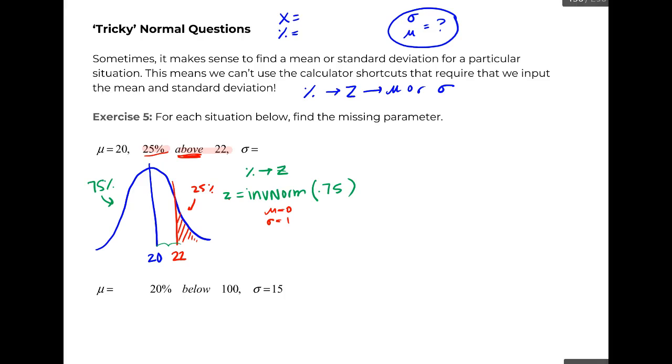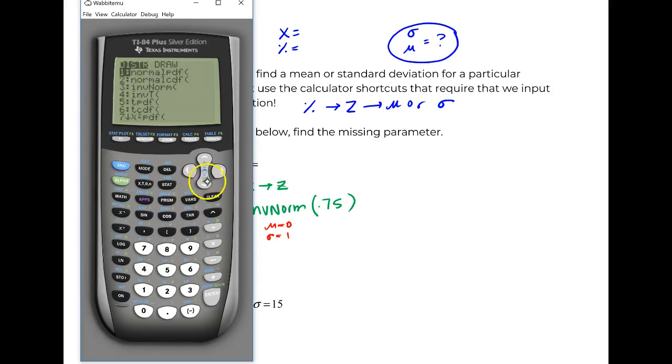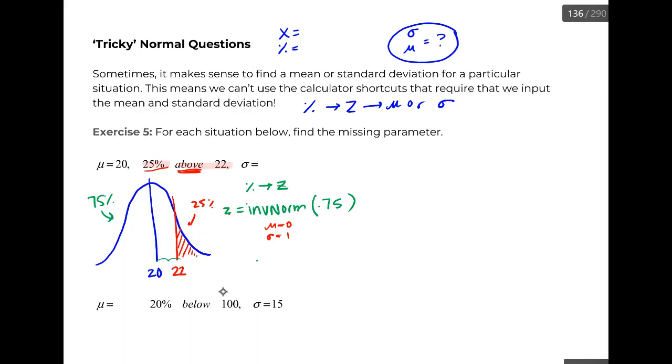So if we do this z-score out, inverse norm, 0.75. We get 0.6745. This is telling us for the underlying normal distribution, centered at 0, the standard normal, this thing is 0.6745 standard deviations above our mean. So we're less than 1 bunny hop away from our mean.